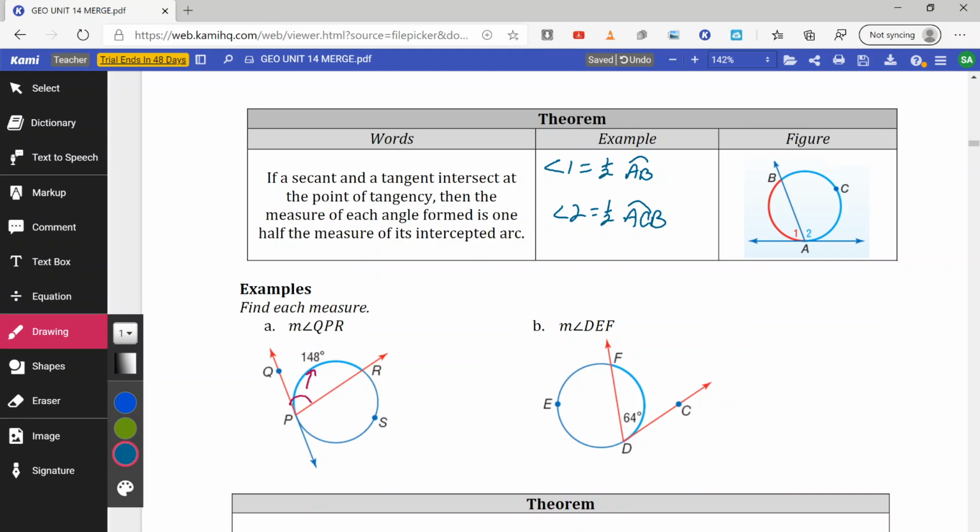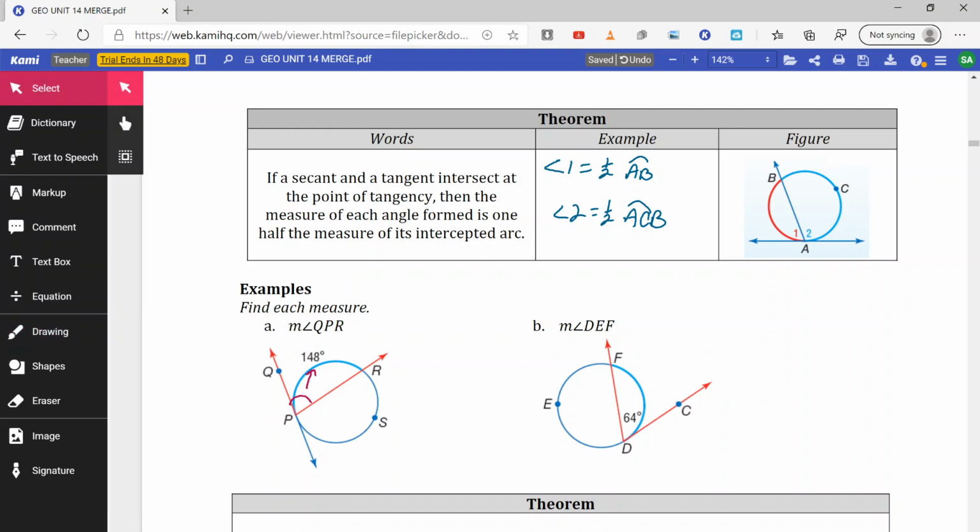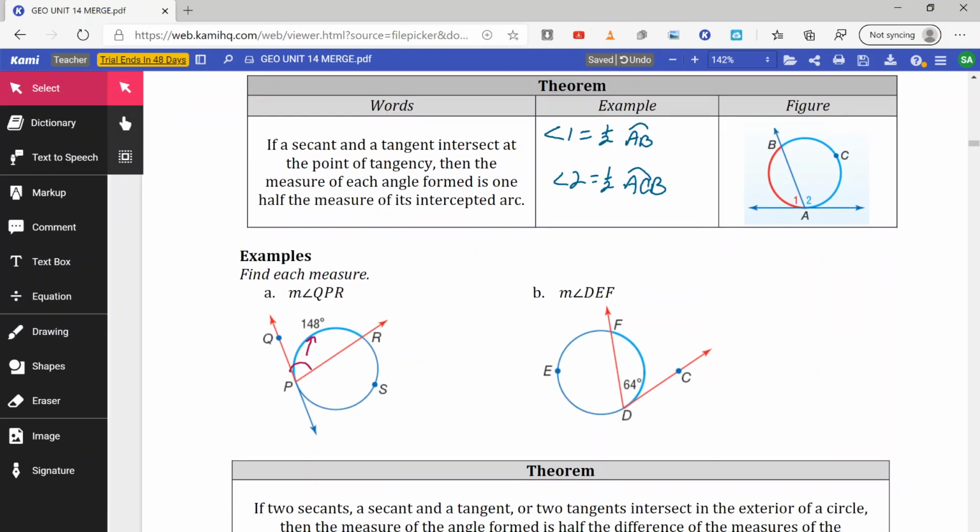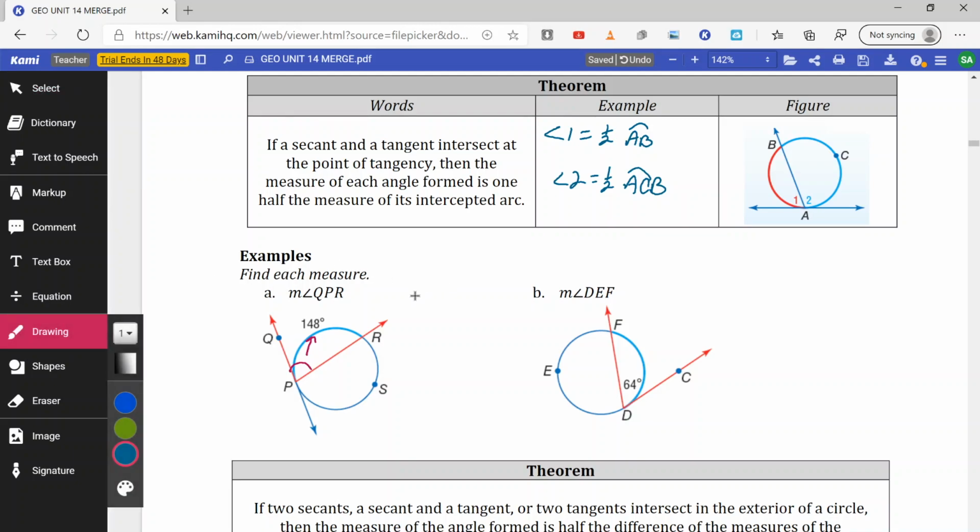Now here we have to find the measure of angle QPR. So QPR is here, and based on this theorem, it's going to be half of the intercepted arc. So the intercepted arc is PR, so it's going to be half of arc PR, which is half of 148, which ends up being 74 degrees. So angle QPR is going to be 74 degrees.